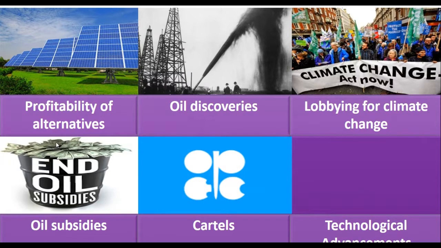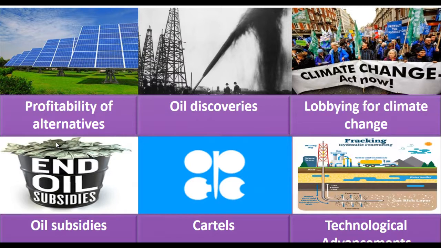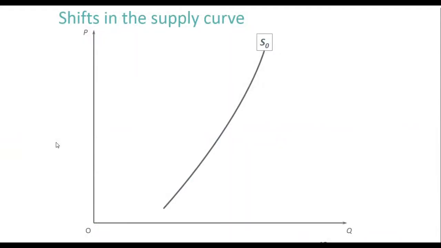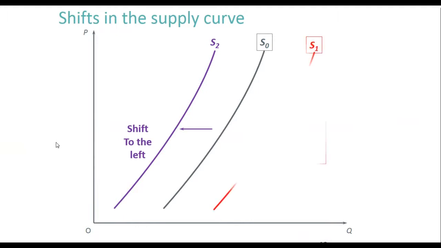Cartels such as OPEC, where countries get together, can restrict the supply of oil. And technology changes such as the introduction of fracking in the American market really increased the supply of oil worldwide. So let's put that together with our supply curve. And again, we can see that when the entire curve shifts to the left, the supply curve, we've moved to something like S2, and when it shifts to the right, it's going to look something like S1.